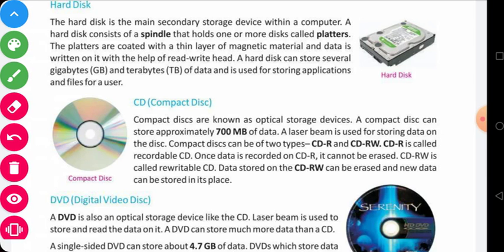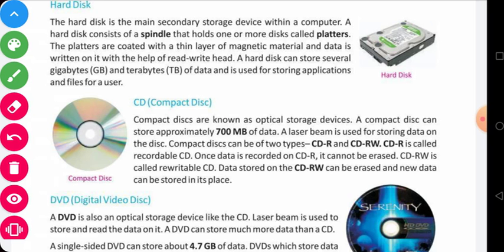easily comes in a size of 700 MB of data. In compact disks, we generally store data with the help of a laser beam. And compact disks also come in categories. Okay, there are two types of category. One is CDR and the second one is CDRW.